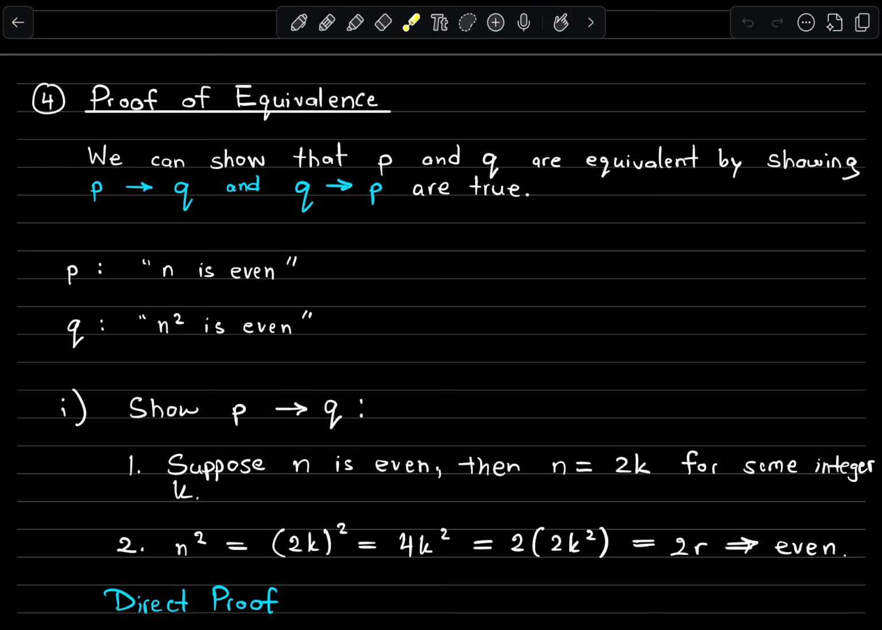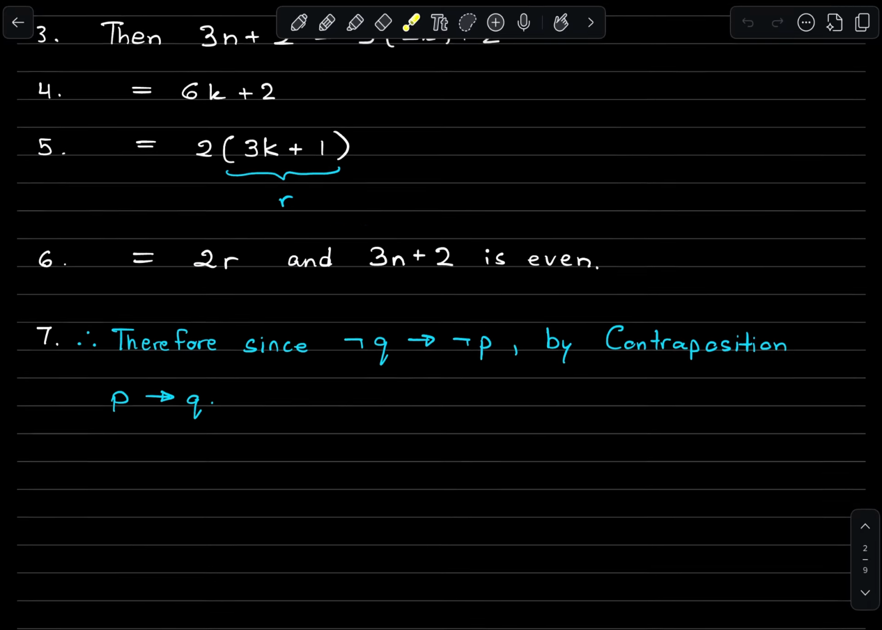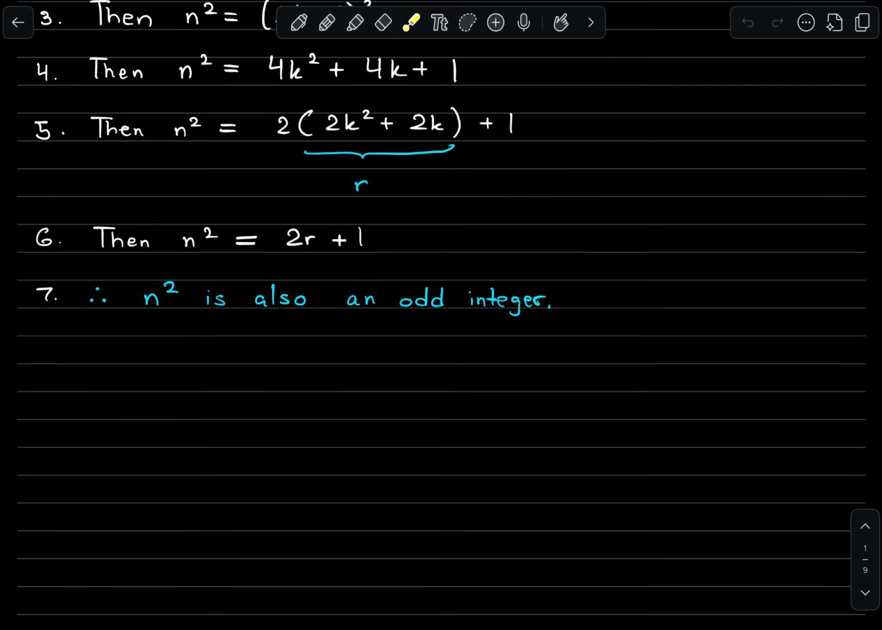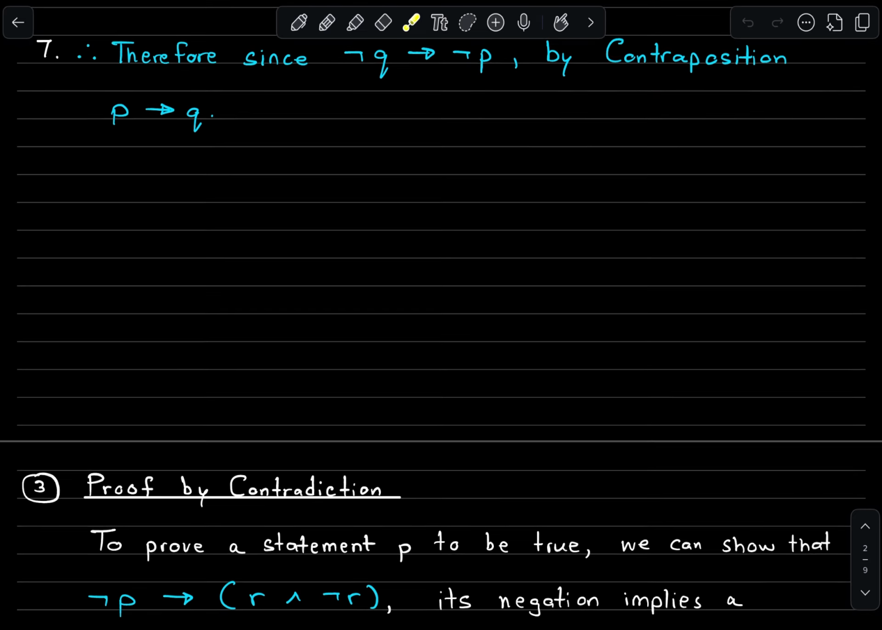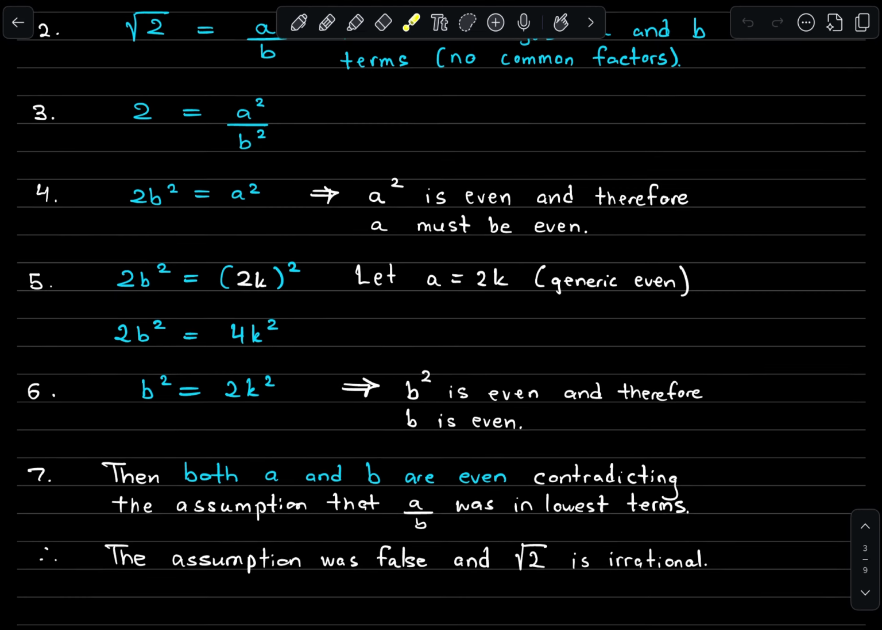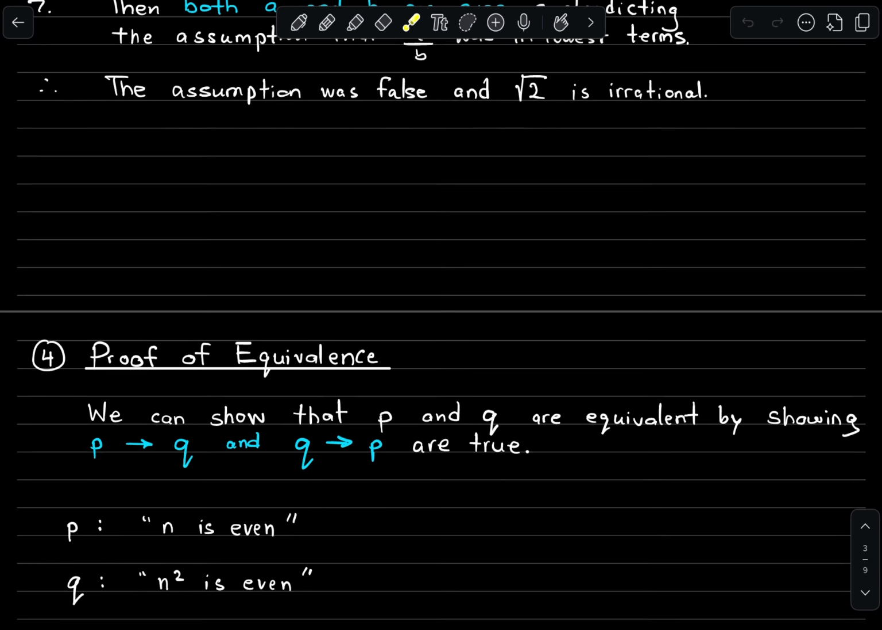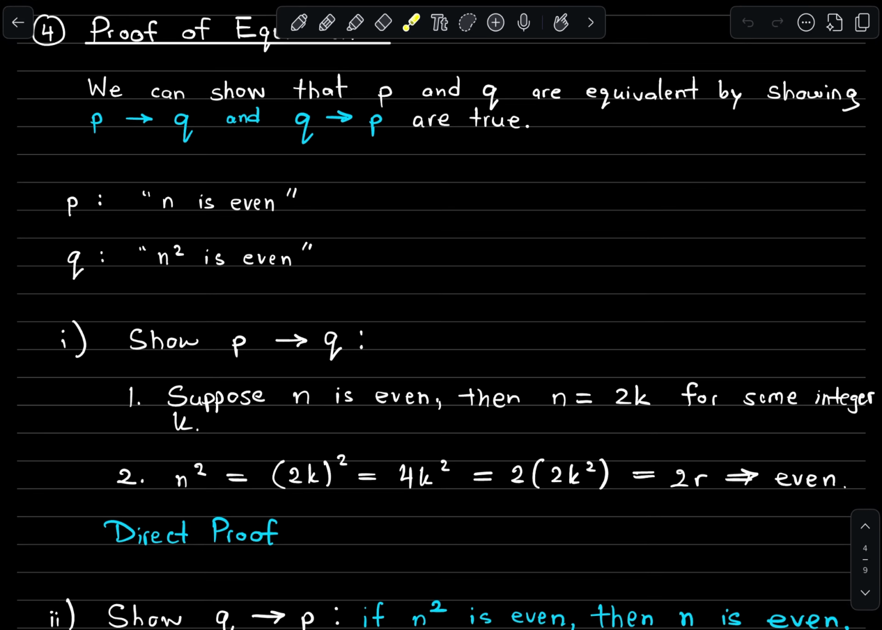Okay, so this is no different than that first example we were using. We did direct proof to show that if n is an odd integer, n squared is also an odd integer. So we just did the same thing here, showing that if n is an even integer, then n squared is also an even integer. Okay?